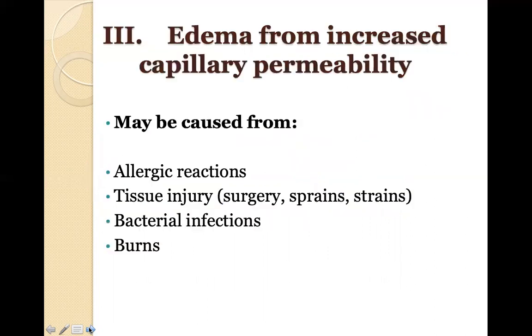And I'm hoping that you think of these. So, allergic reactions, tissue injury, bacterial infections, and burns. So let's first talk about allergic reactions. Whenever you get a bee sting, a mosquito bite, and perhaps even an allergic reaction from medication, isn't there usually some swelling associated with that allergic reaction, whether it's systemic or local? That's part of the histamine reaction that causes us to swell.